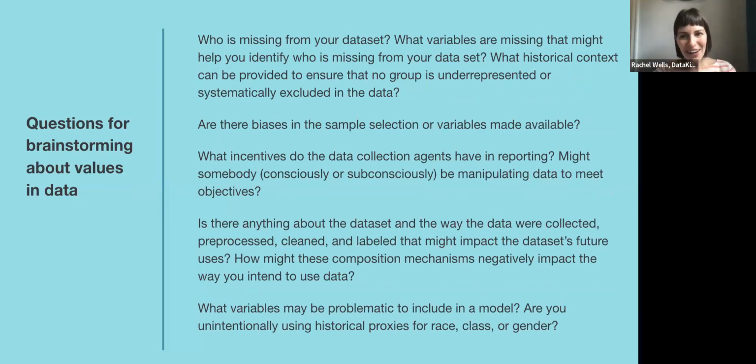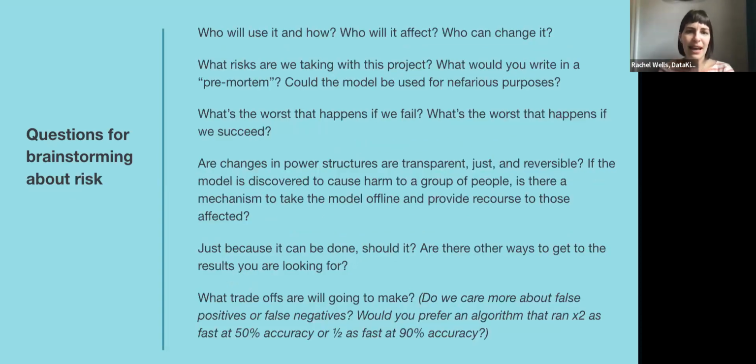And then we've talked a lot about how algorithms are one part of machine learning, but there's also data and compute, right? And so when we're thinking about data, there's even more questions like who is missing? What variables are missing from your data that might help you identify who is missing? Is there historical context to check for underrepresentation? Are there biases in the sample selection or variables? Are there problematic variables that shouldn't be included in the model? Are you unintentionally using historic proxies? And more questions in that space.